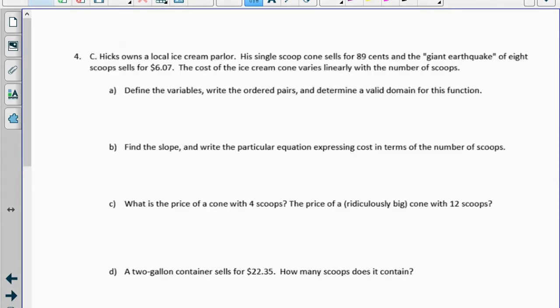Mr. Hicks owns a local ice cream parlor. His single scoop cone sells for 89 cents, and the giant with 8 scoops sells for $6.07. The cost of ice cream varies linearly. And so when something varies linearly, that means that we're going to have a straight line. Okay, so to find the variables, by the ordered pairs, determine a valid domain for this function.